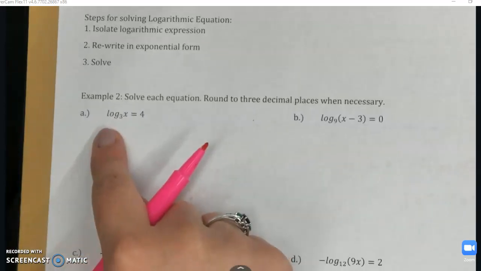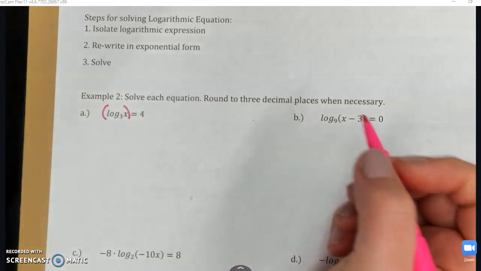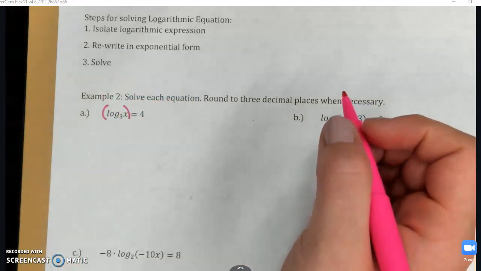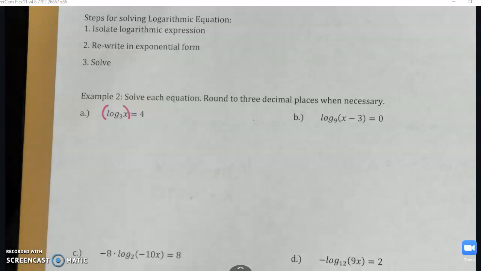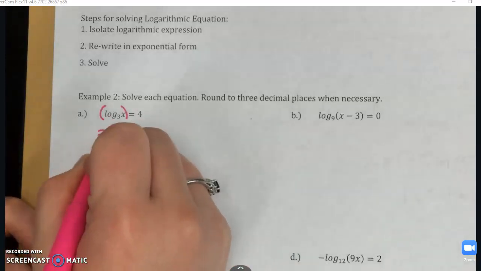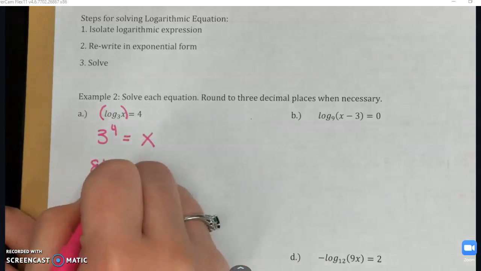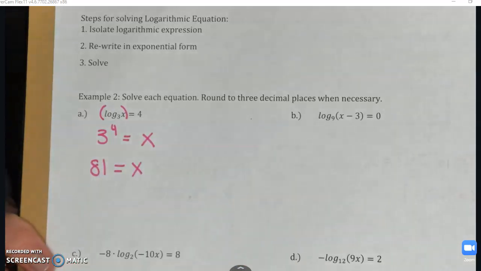So starting on example 2, part A, log base 3 of x. This whole thing is my log expression. It is already isolated. Nothing's being added or subtracted. Nothing is being multiplied or divided. So I'm ready to go to step 2, which is write it in exponential form. And that's going to be 3 to the 4th equals x. Well, 3 to the 4th is 81. And that's it. I'm done.